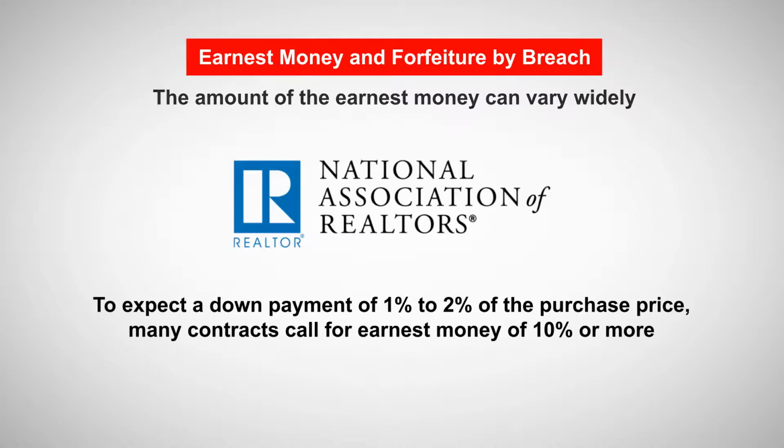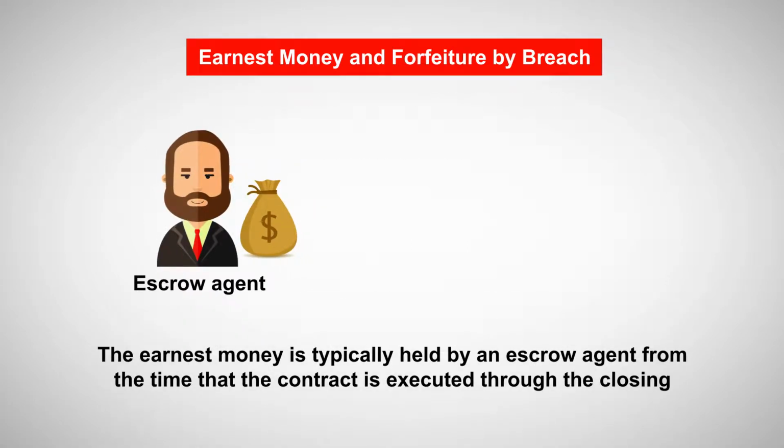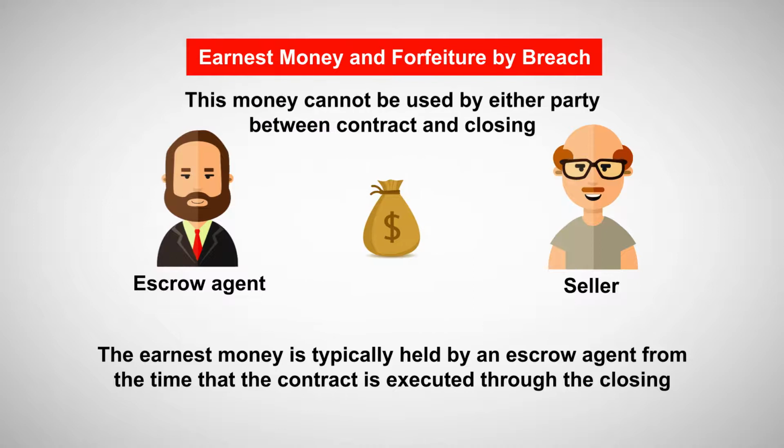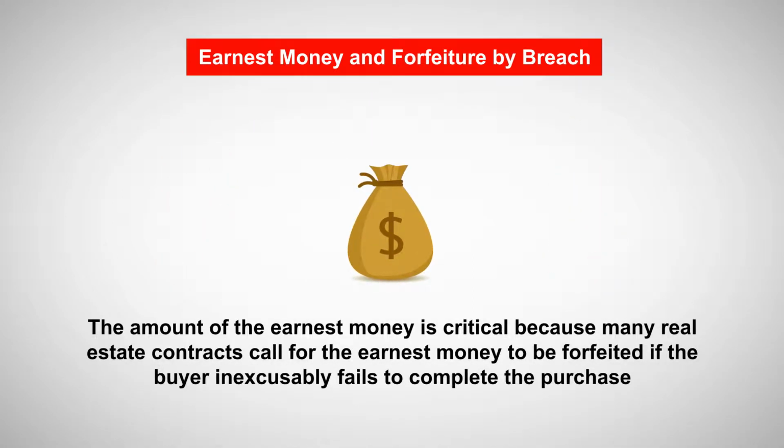The earnest money is typically held by an escrow agent, such as one of the attorneys handling the transaction, from the time that the contract is executed through the closing, at which time the earnest money is given to the seller as part of the purchase price. Aside from the fact that this money cannot be used by either party between contract and closing, the amount of the earnest money is critical, because many real estate contracts call for the earnest money to be forfeited if the buyer inexcusably fails to complete the purchase.